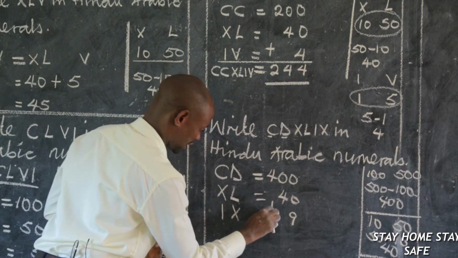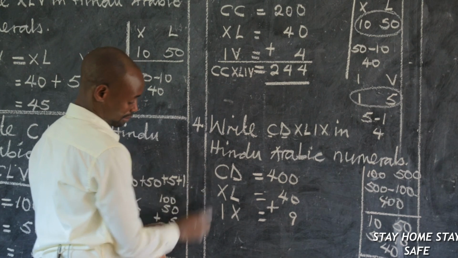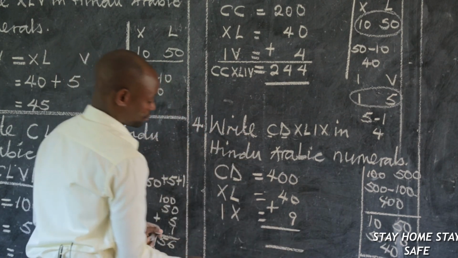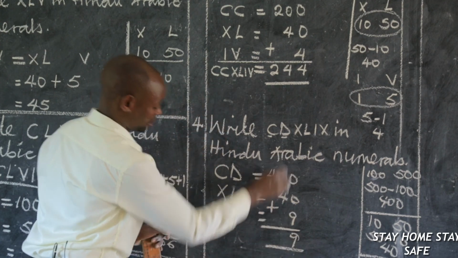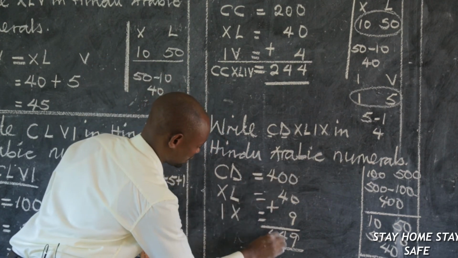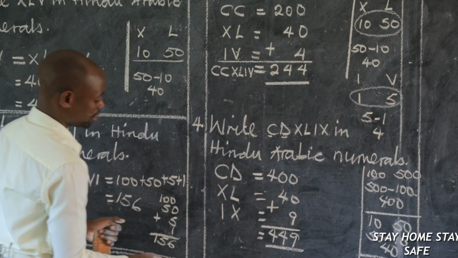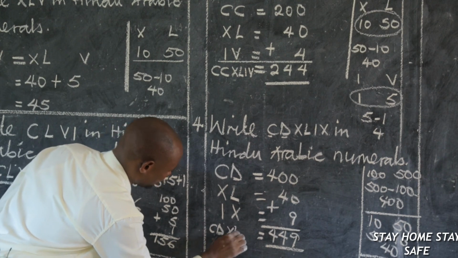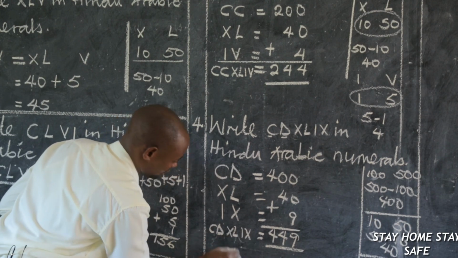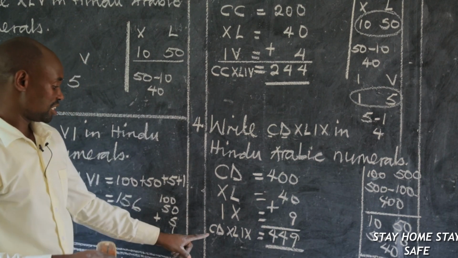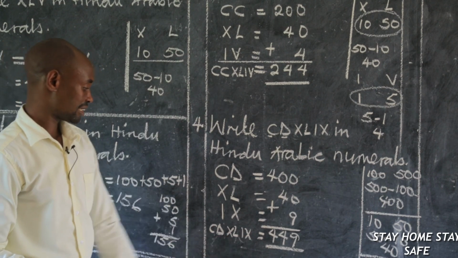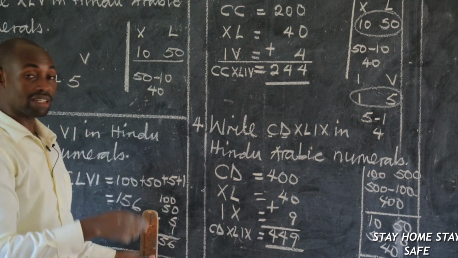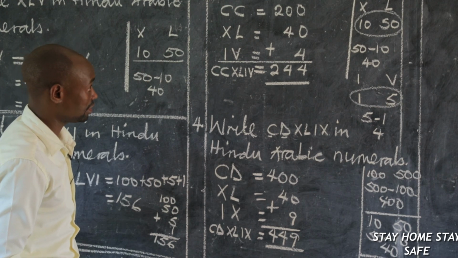9. Then we add. Remember, we don't add Roman numerals, we add only Hindu-Arabic. So we shall have this one as 9, this one as 4, this one as 4. But it has come from a general number which is CD XL IX. Therefore, CD XL IX is the same as 449.